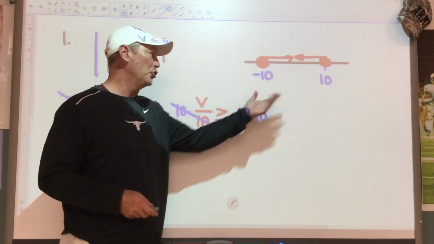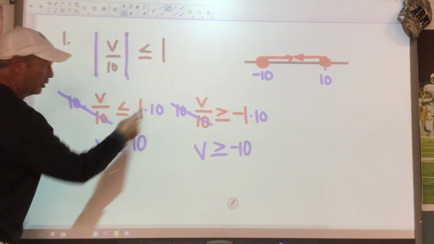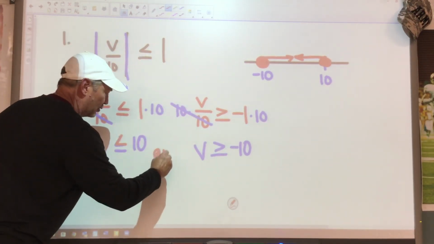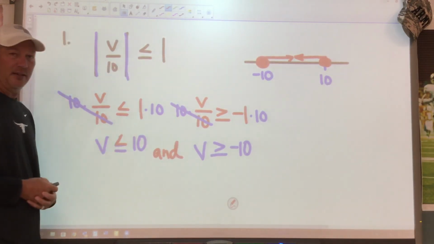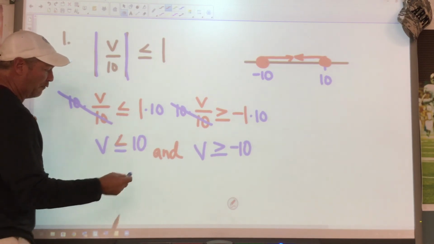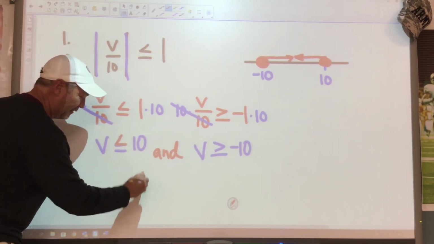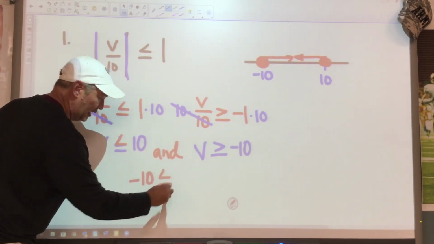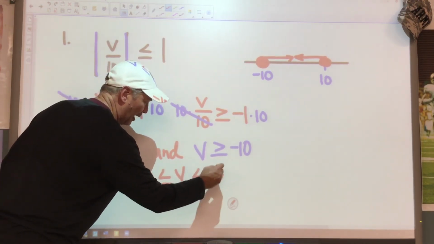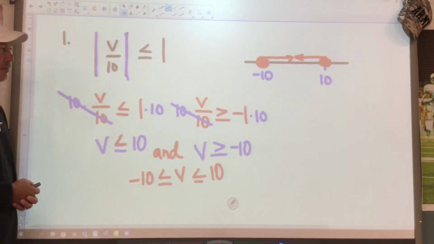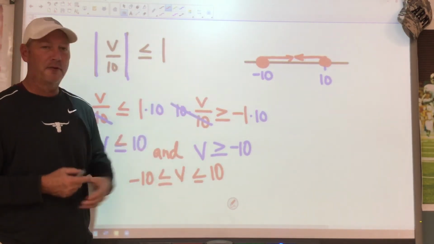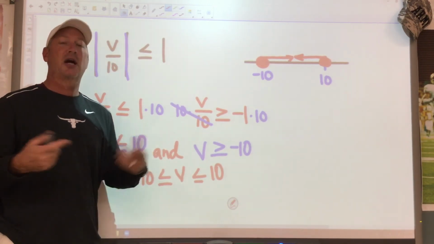How do you write your answer? Since they're going towards each other, you could write the solution like this. Another way you may see the solution is with your variable in the middle. You could say negative 10 is less than or equal to v less than or equal to a positive 10. Either way is fine. And there is your graph of your solution. Let's try another example.